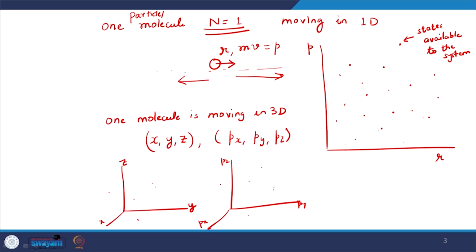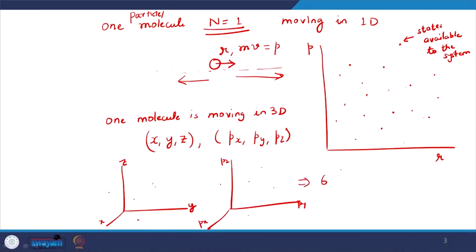And in fact, since for every given position I can have any momentum, although I have drawn it separately because I can only draw a 3-dimensional graph on the board, the point is that in reality we have a 6-dimensional graph, because for every position we can have any value of the momentum. So, this tells me that we have 6 dimensions for one molecule. Now, let us see what will happen if we have 2 molecules, right. So, let us say we have 2 molecules in 1D.